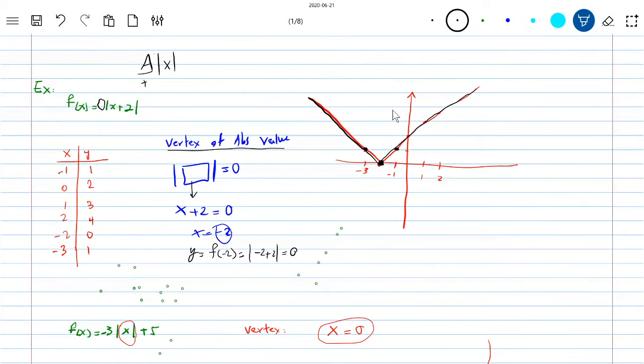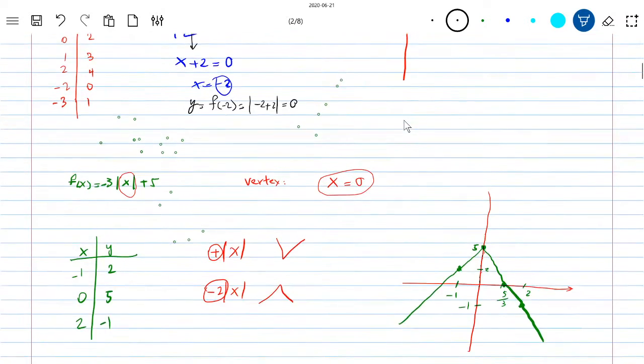If this A is a positive number, then the V shape is upward. If this number outside is negative, then the V looks downward. Here's the next example.